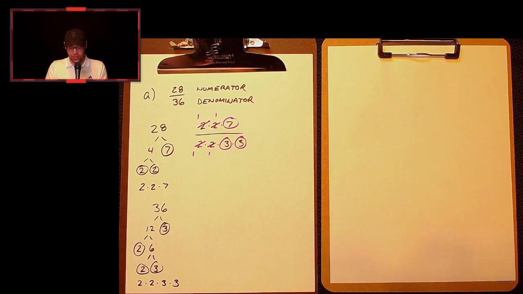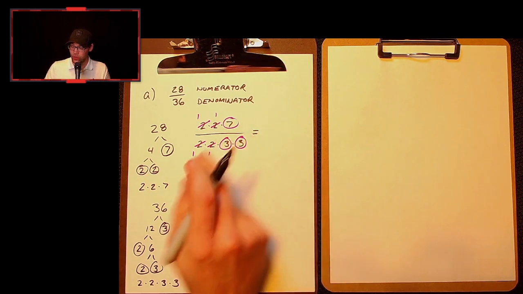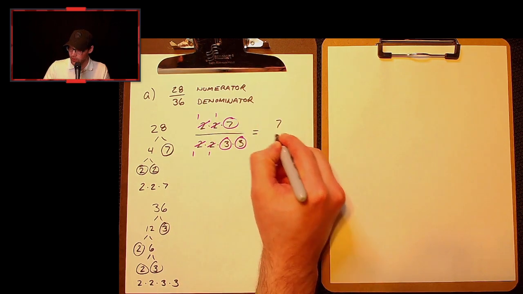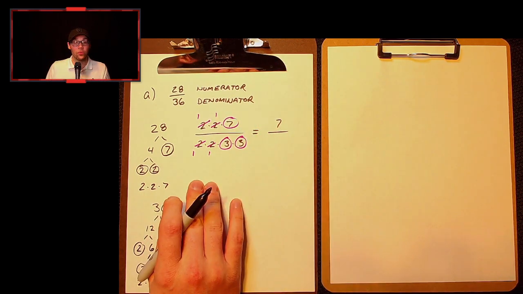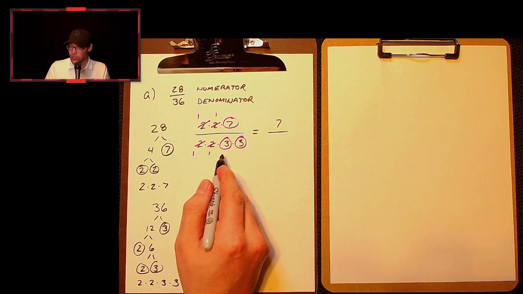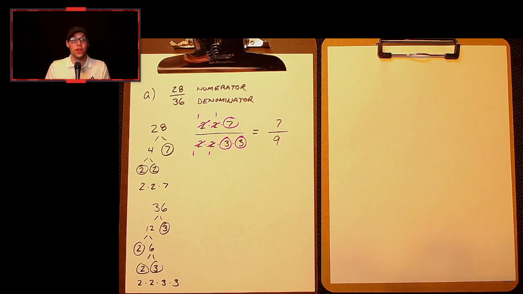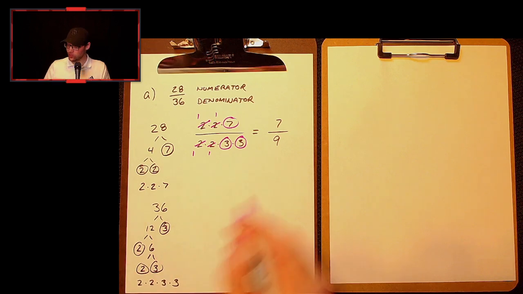So when we are done canceling our factors, we simply multiply what we have left in our numerator. In this case, it's going to be 1 times 1 times 7. That's going to give us 7. And then we multiply what is in our denominator. 1 times 1 times 3 times 3 is 9. And by definition, this is the same fraction, 28 over 36, in its lowest terms.